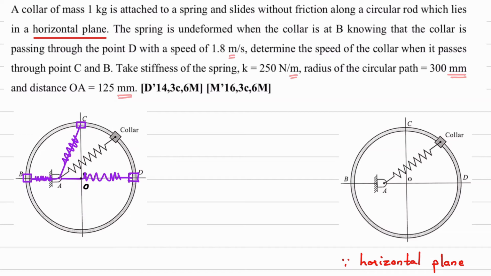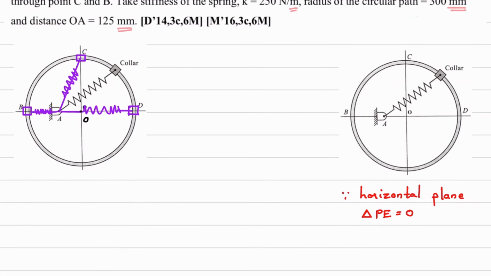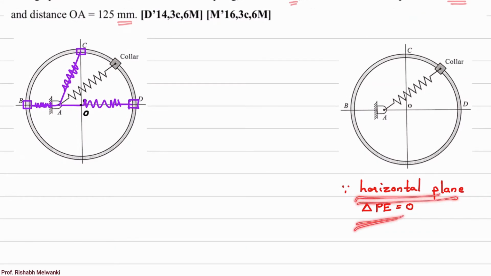Very important point. Along a circular rod. Okay, so this is a circular rod and this collar moves like this on the circular rod, which lies in a horizontal plane. Again, very important point. Horizontal plane meaning what? Change in potential energy is zero. So it doesn't matter if the collar travels from C to D, or from D to this point. Why? Because we are not considering work done because of the weight part.